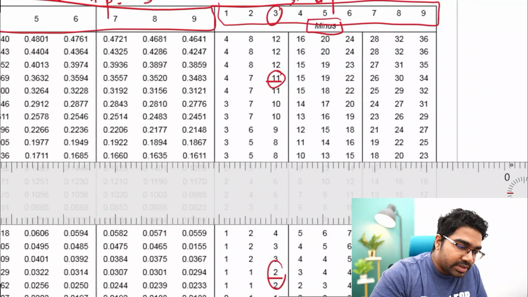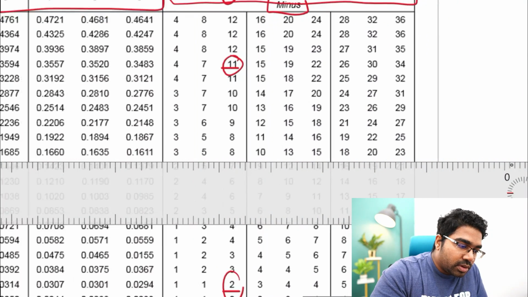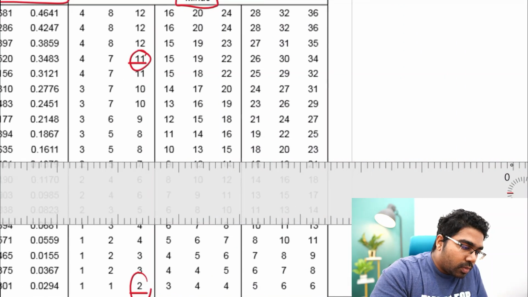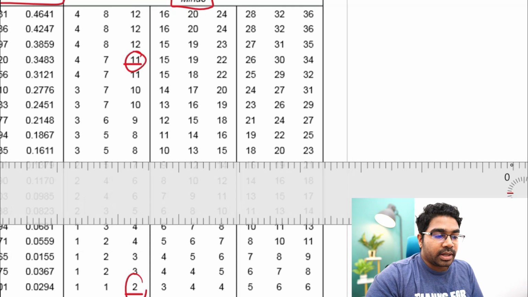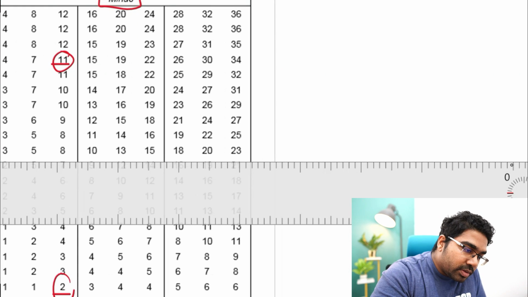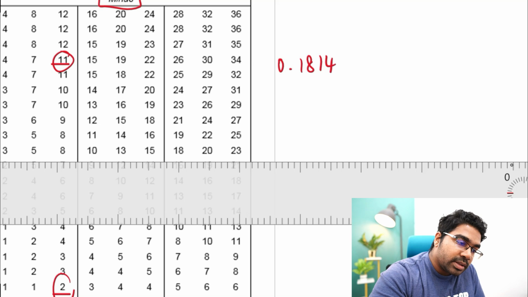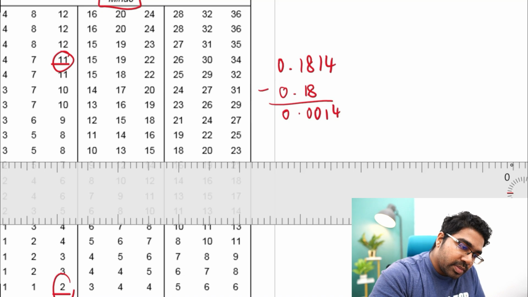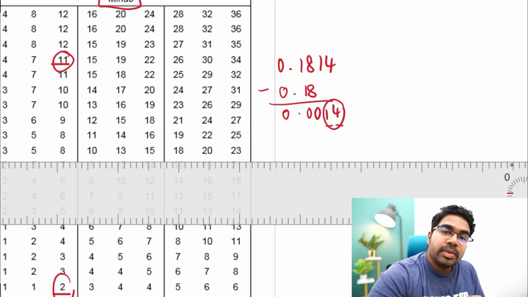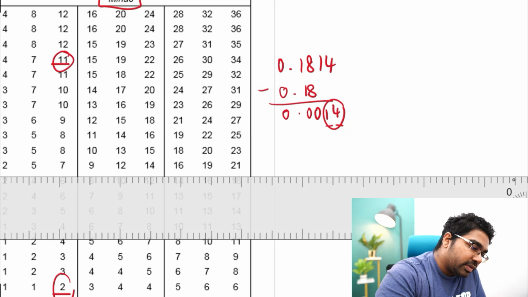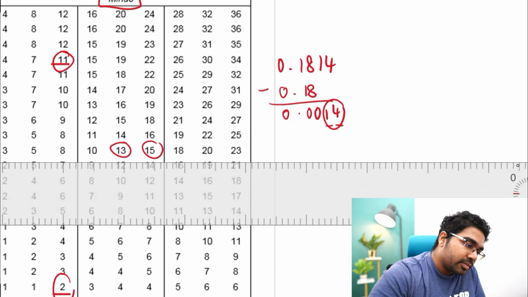So we look at the subtraction part. You have 0.1814, which means we want to subtract 14. We have 0.1814 at the moment. We want to get 0.18. So the difference is 0.0014. That means, remember, this is counting from the back. So the third one we want to minus 14. But we don't have 14. We only have 13 or 15.